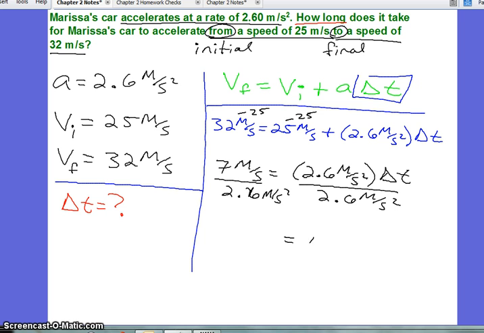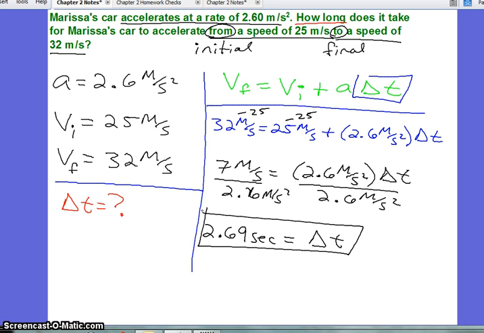And we have that our time is 2.69. Our units, we see up here, we've been using seconds for time. So our units for time is seconds. Put a box around our answer, circle it, so it's easy to find, and we are finished.